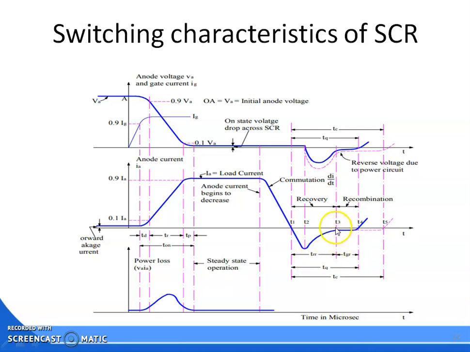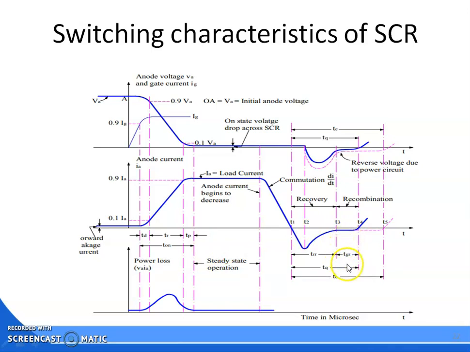The interval between T3 and T4 is known as the gate recovery period. This is due to the fact that the curve extends to the T4 region, because some amount of trapped charge may be present around the reverse biased junction J2. That junction's charge is removed only by the method of recombination. Recombination means we now give a reversal of voltage to the gate terminal G, making the gate negative and the cathode positive.